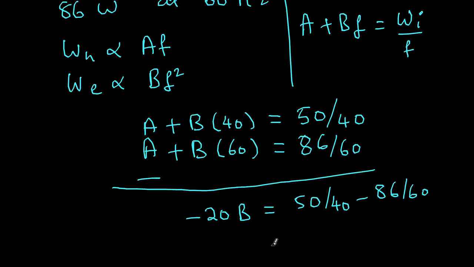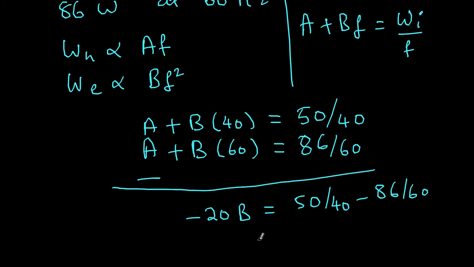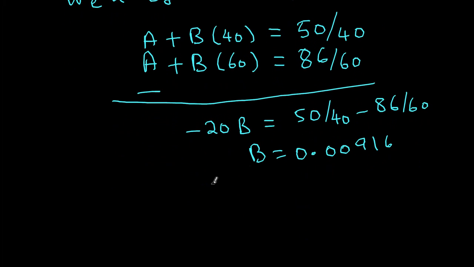So here also it's minus. So finally, I have to divide by minus 20 because there's a minus sign here. So 0.00916. So therefore B is 0.00916. So from this I can find what is A.